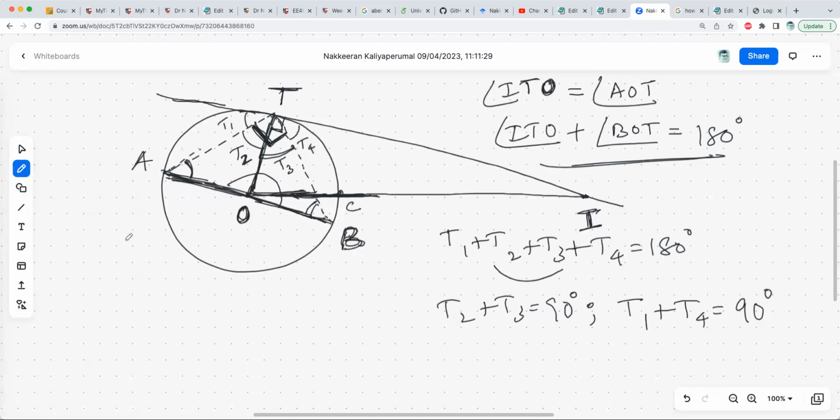I will say angle OAT is equal to T1. Good idea, because this is a single straight line and these two lines are parallel. So this would be T1. This says these two are equal. T1 equal to T2, and similarly we can get T3 is equal to T4. So this is going to be T4, and these two are equal. Good.